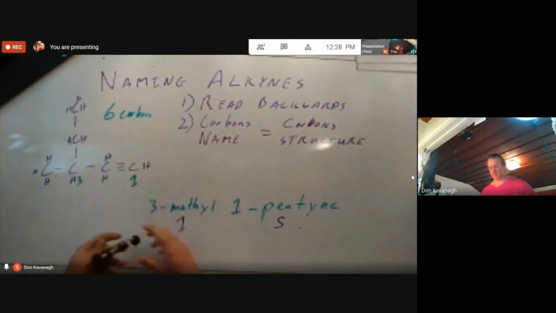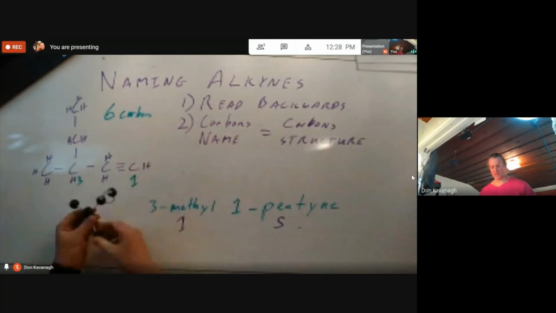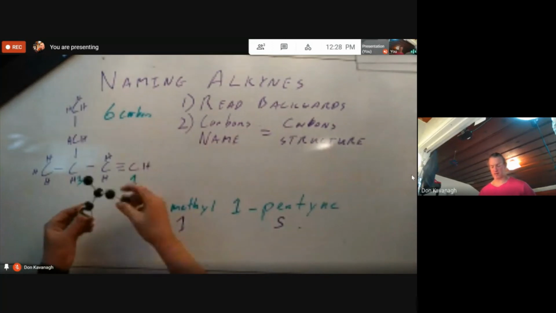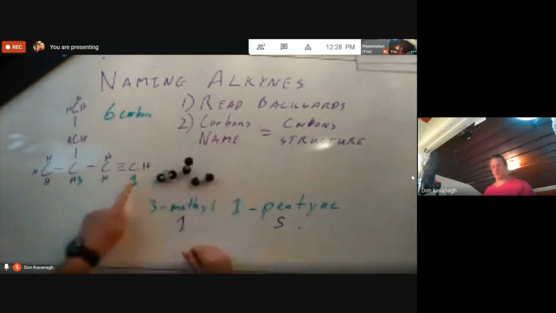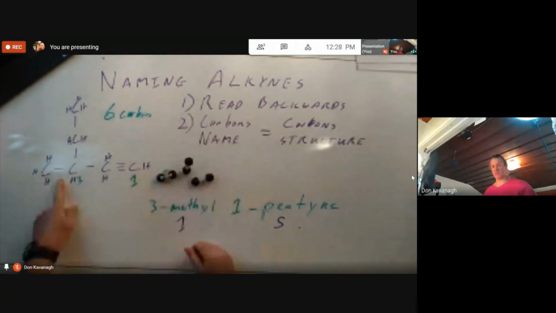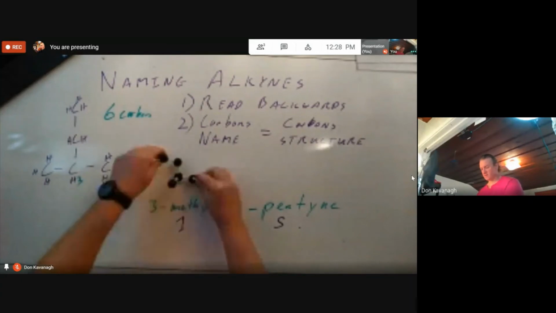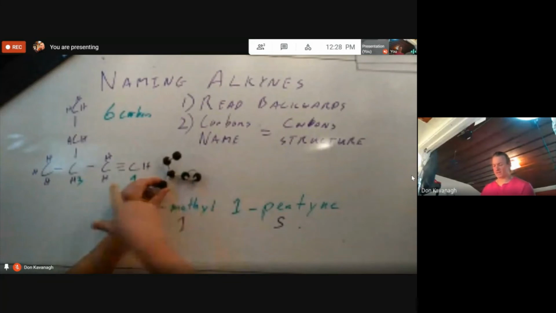This is a model of 3-methyl-1-pentyne, and I want to note the hydrogens are not on this model, just to keep it simple here. Note that it doesn't look really like this picture right here. There are no 90-degree angles in our model here. Let me turn it like this. So it looks a little more in the orientation. The triple bond is on the right-hand side.